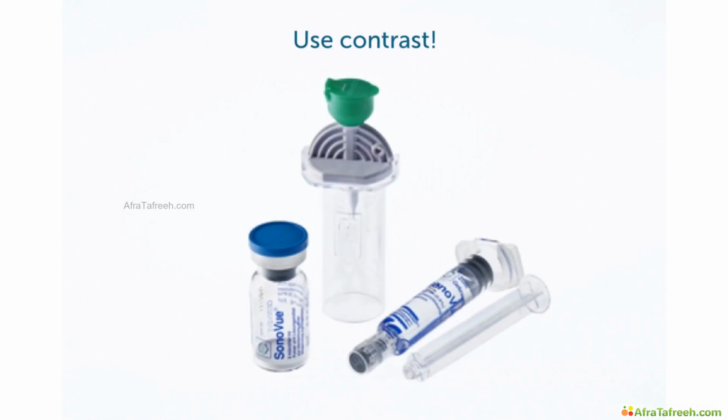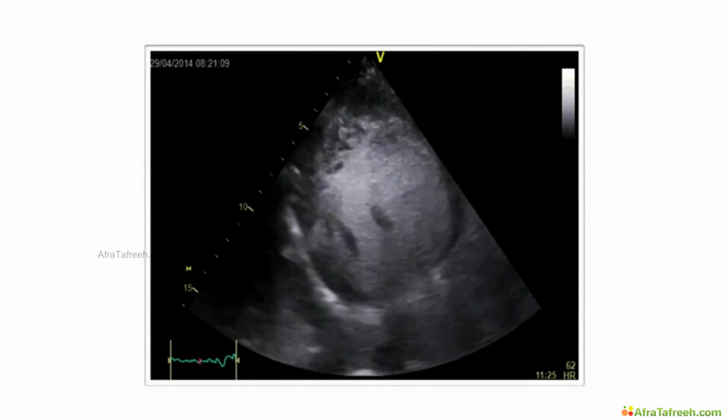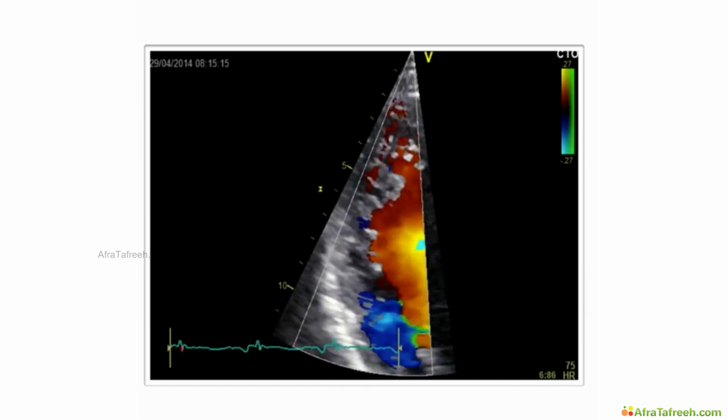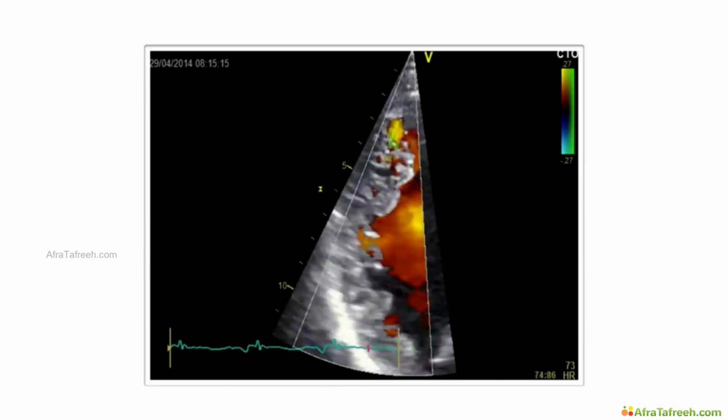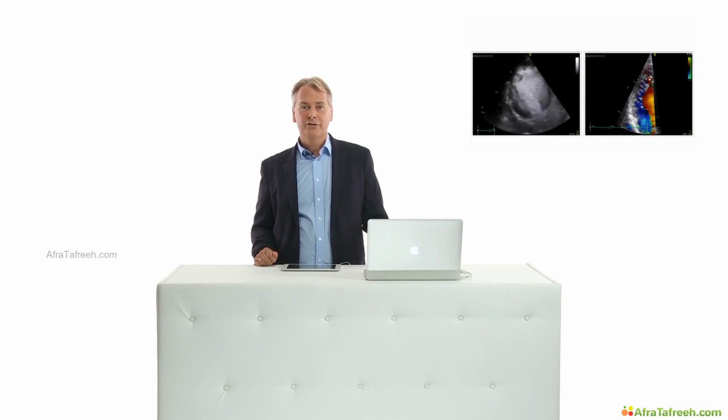Because if you use contrast, you will see the contrast as it passes in the sinusoids between the trabecula. If you don't have contrast, use color Doppler. That sometimes is also of help. And if you're not certain, you can also use magnetic resonance imaging, which gives you wonderful pictures of non-compaction syndromes. Let me now show you a patient who has non-compaction syndrome, and let me demonstrate how we investigate such a patient.